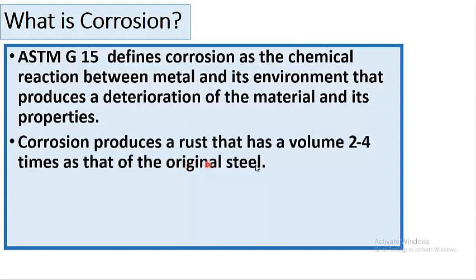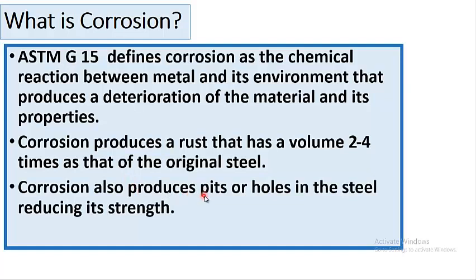Corrosion produces rust that has a volume 2 to 4 times that of the original steel. That is what happens when steel catches rust or corrosion. The volume of the steel increases 2 to 4 times that of the original steel, and corrosion also produces pits or holes in the steel, as a result reducing its strength.